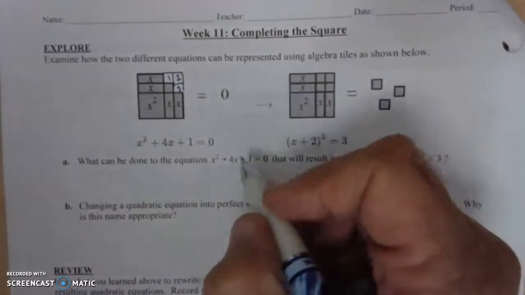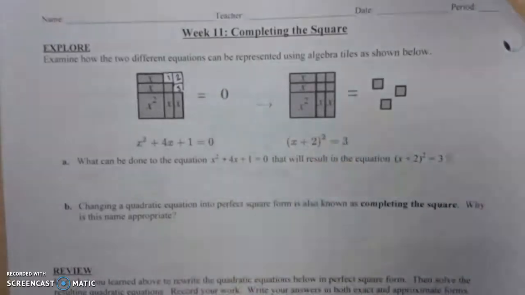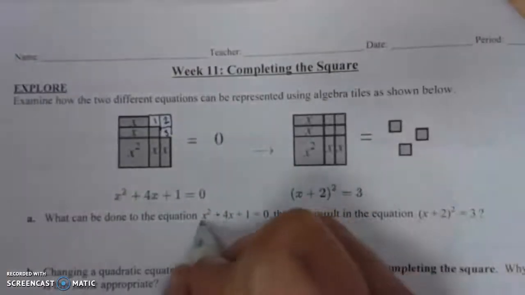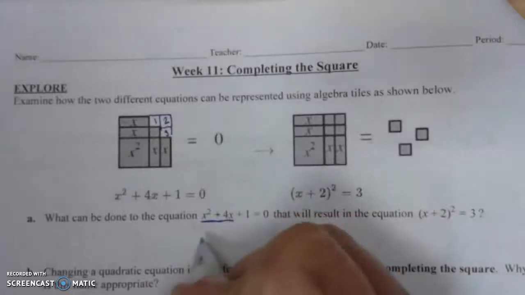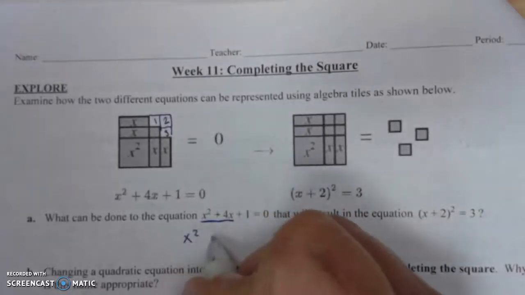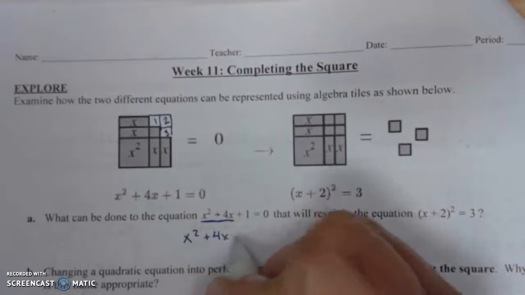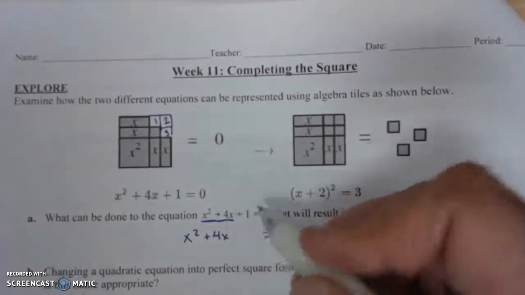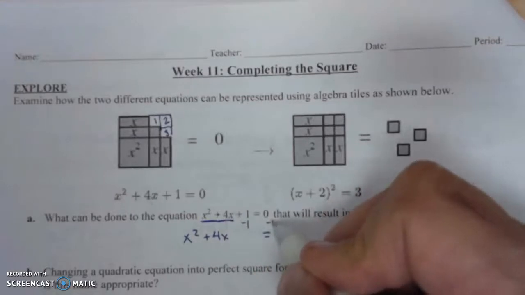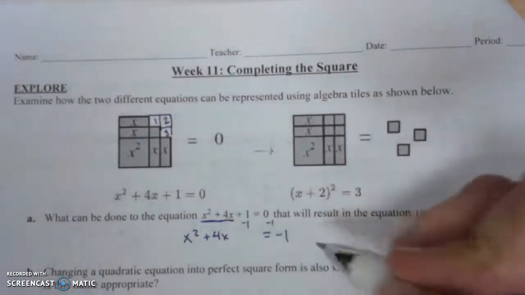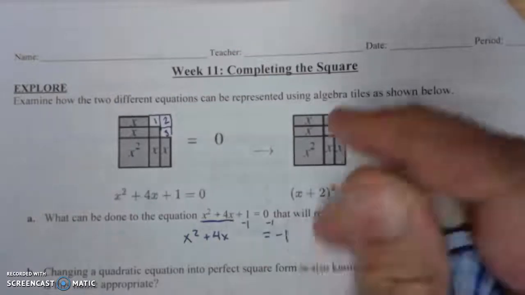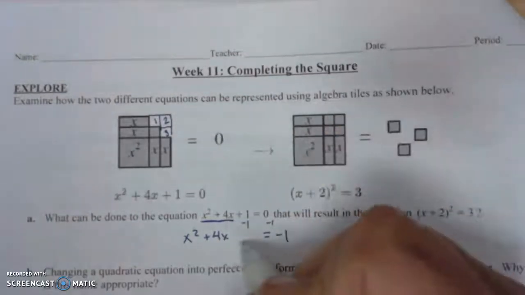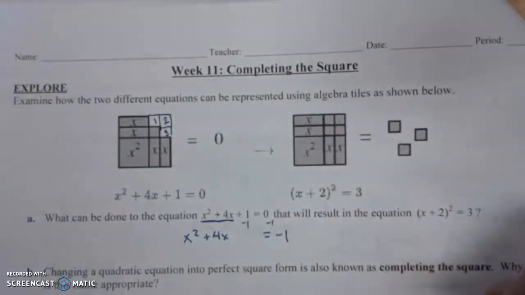So what we have to do is you always just take the first 2 terms right here. Take these first 2 terms. You want to keep them by yourselves. X squared plus 4x equals, open up some space here. And this 1 over here, let's move it over to the other side. Subtract 1, subtract 1. I have negative 1 over there. And I'm just going to ignore that for a little bit. I just want to focus on what's happening here in this number.